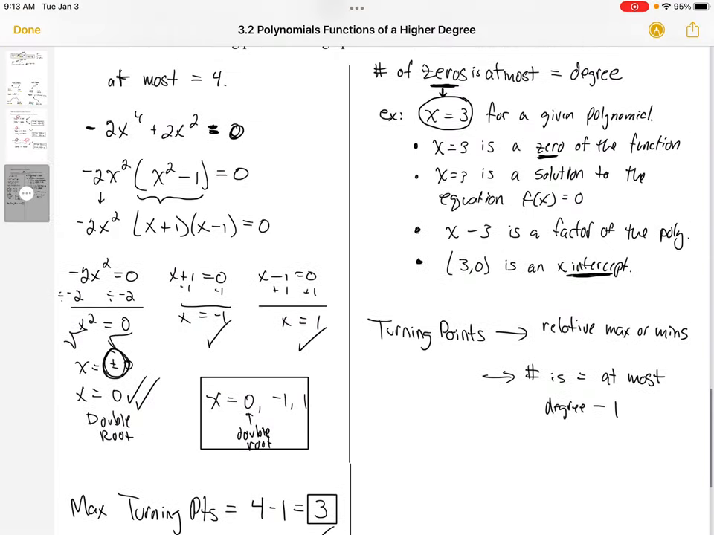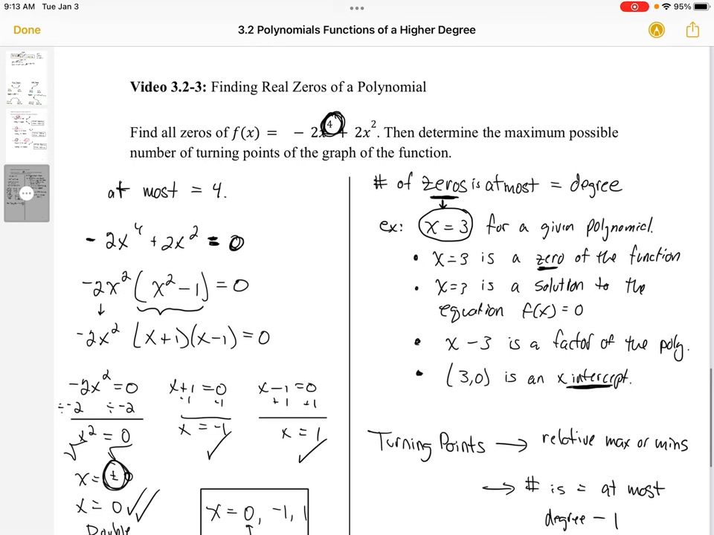And that is how you find the real zeros of a polynomial and the maximum number of turning points.